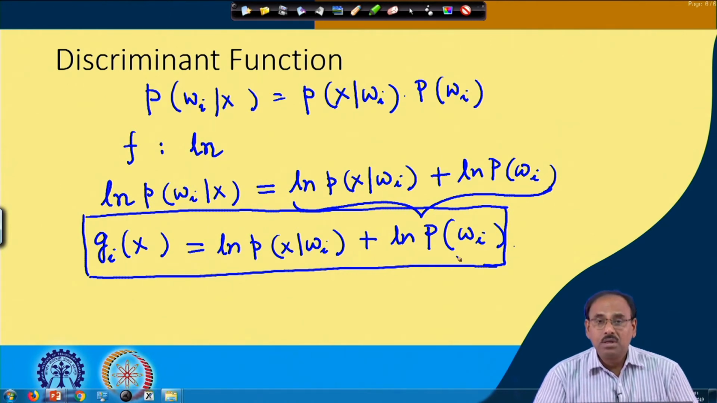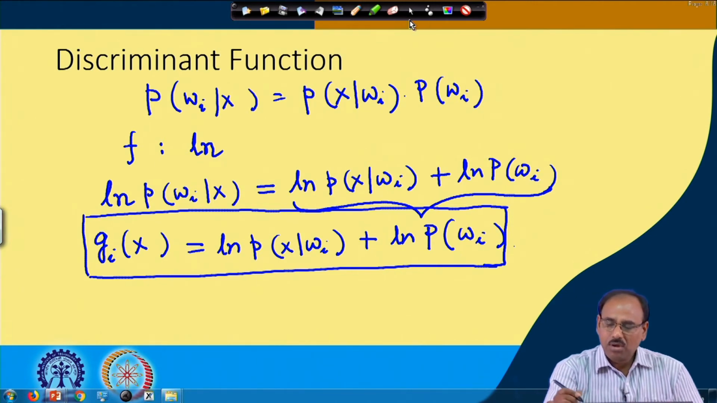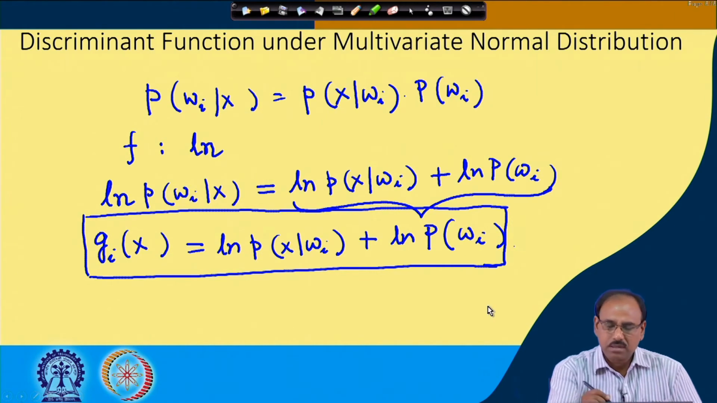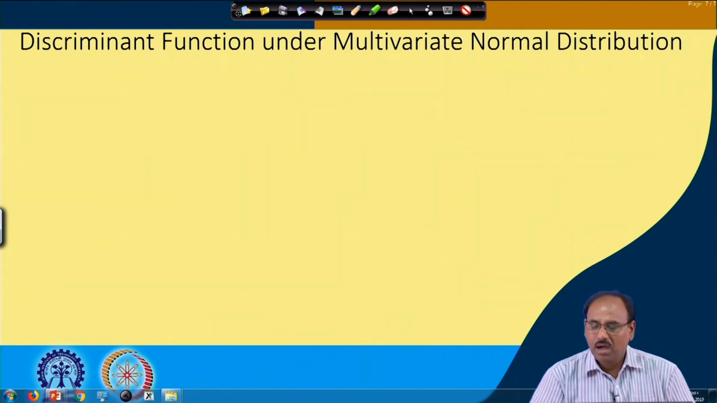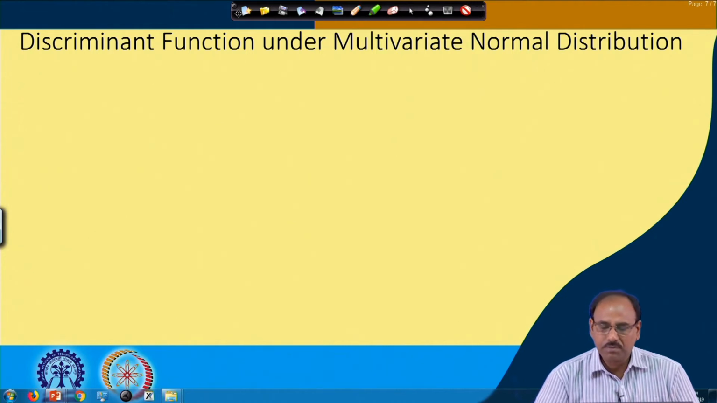Right. So, given this, let us try to see that if I assume a particular form or a particular distribution function, probability density function, which usually we use as a normal probability density function, then what form of expression of the discriminant function do we get, or what form of the decision boundary between classes do we get. So, let us talk about this discriminant function under multivariate normal distribution.